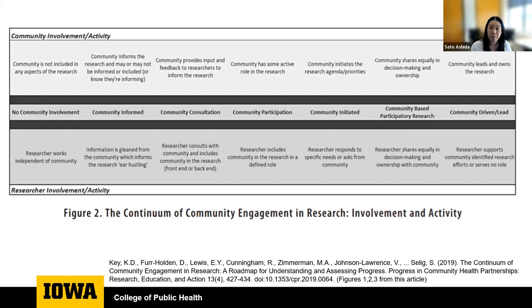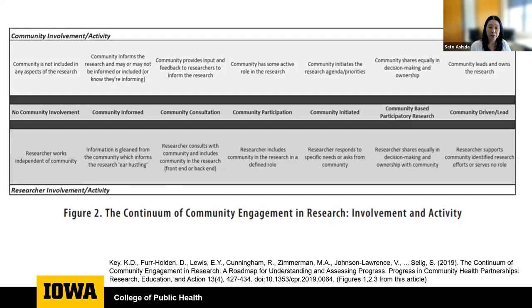A yet higher level of engagement occurs when community initiates research by approaching the academic partners like us with an issue or problem that they want to focus on or solve, and the researchers respond to such needs and help them out. The second to highest level of engagement, as you can see, is community-based participatory research, also called CBPR, which I'm sure many of you have heard of. In CBPR, community and researchers have equal share of decision-making power and ownership of the project. And finally, at the highest level, we have community-driven or community-led projects, where community leads and owns the research with expertise support from researchers like us to just support their efforts.